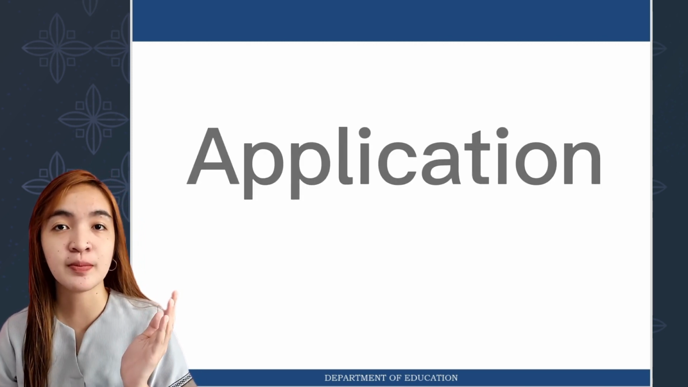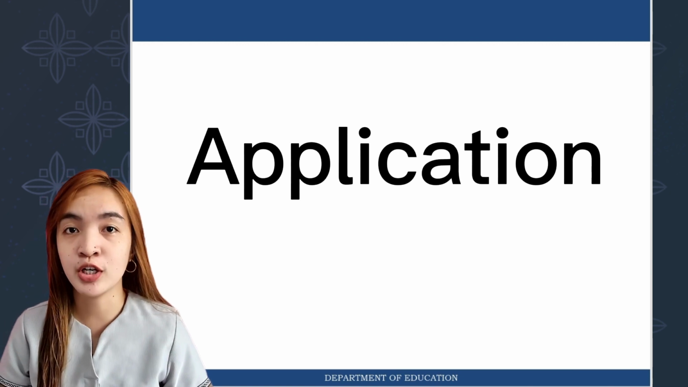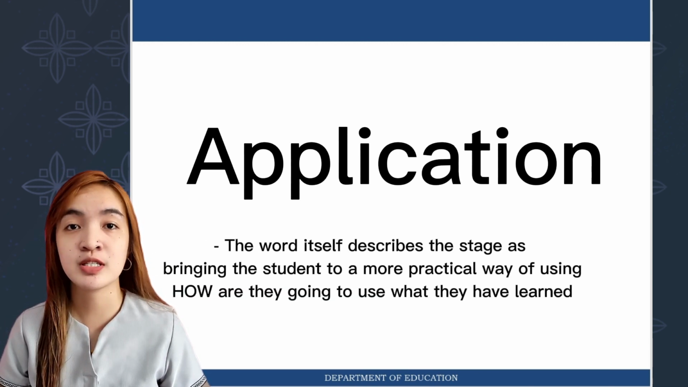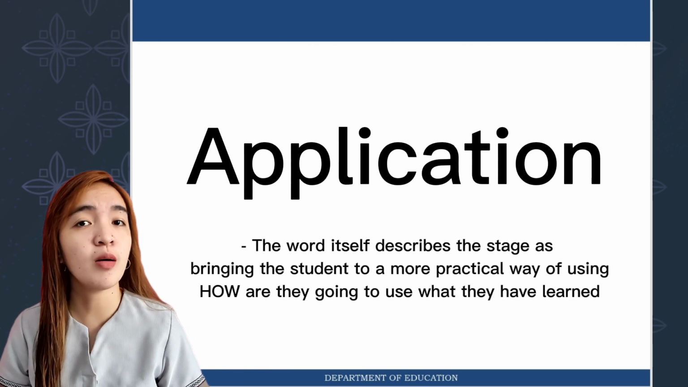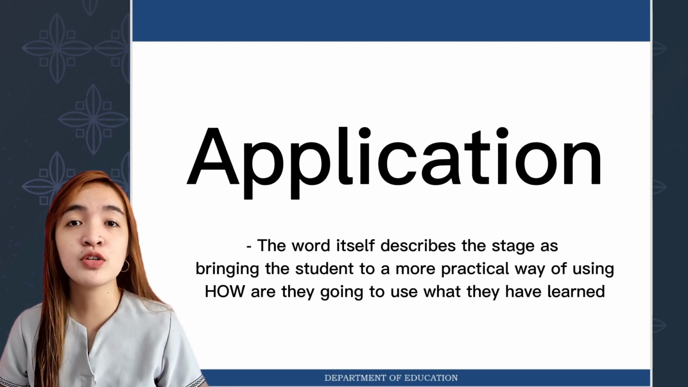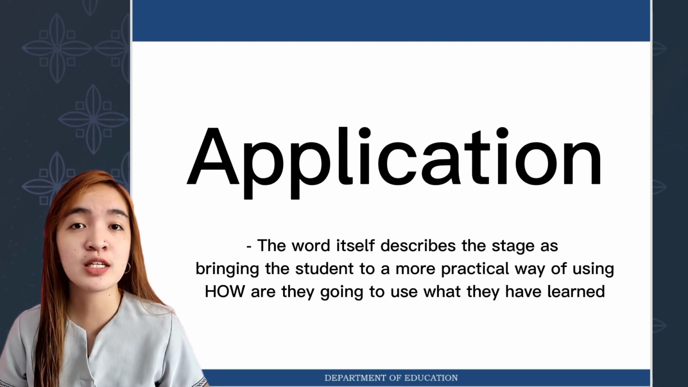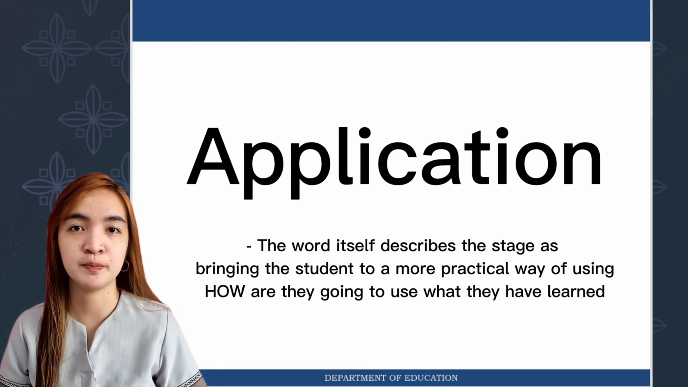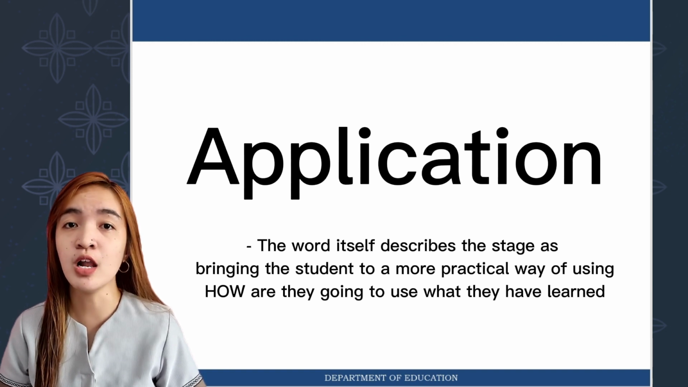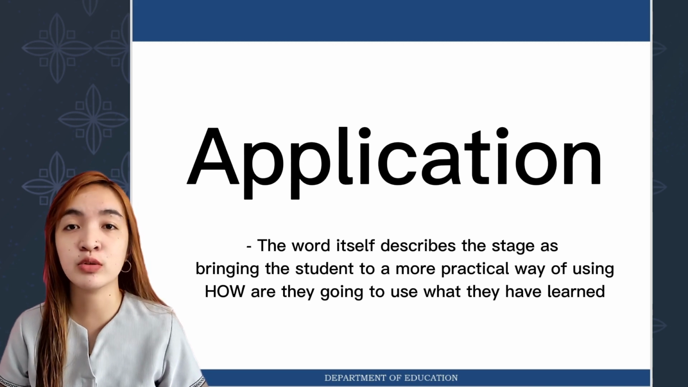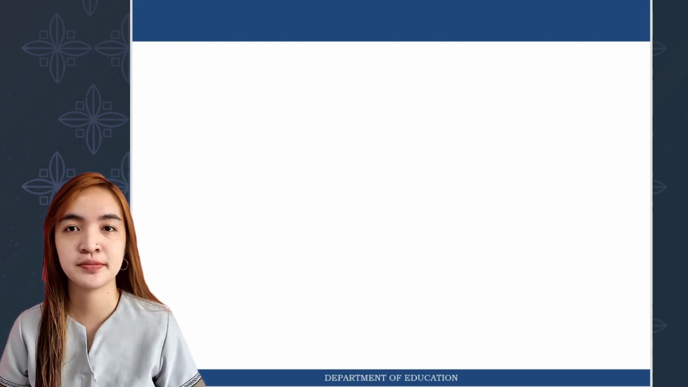The final A is application. It allows the learners to apply learning in a different situation. It describes the stage as bringing the student to a more practical way of using what they have learned and thinking of new ways on how it can be improved further. It can be an individual or group activity as long as it is appropriate and aligned to learning competency.